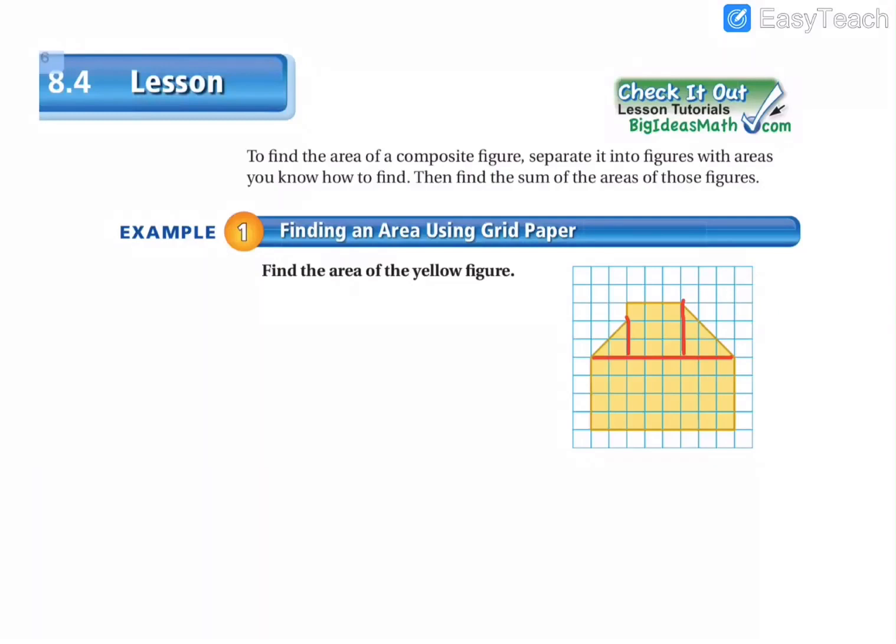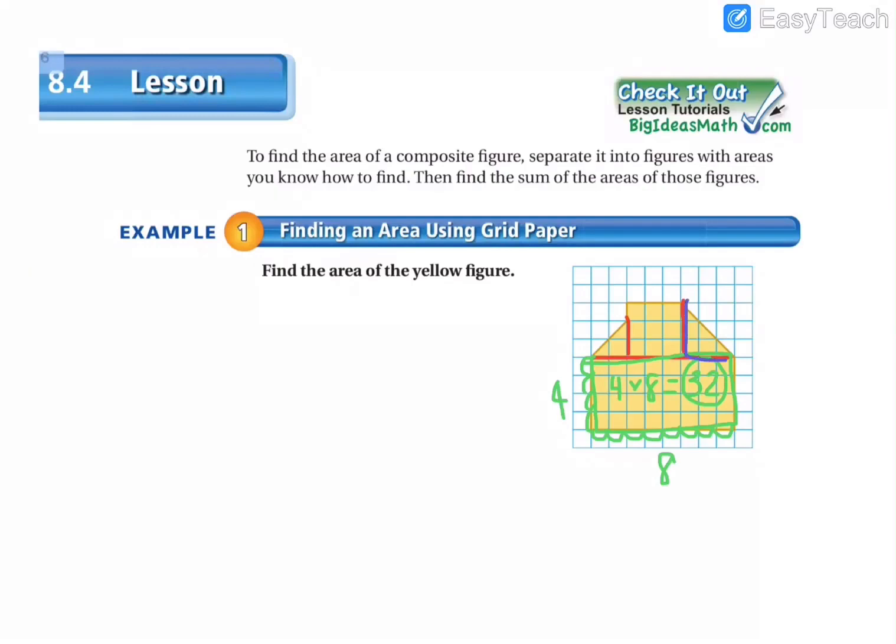Alright, so first of all, I'm going to use some different colors here. I've got this rectangle, and I know that for the area of the rectangle I'm doing length times width, so I see 1, 2, 3, 4 here, and 1, 2, 3, 4, 5, 6, 7, 8 there. So I'm going to do 4 times 8, which is 32. And I'm going to circle that because that's the first part, or one of the parts.